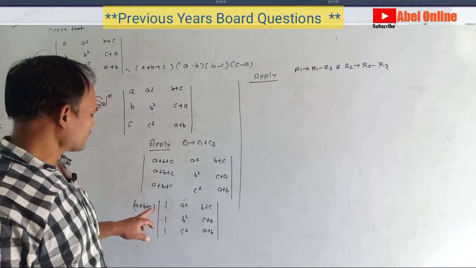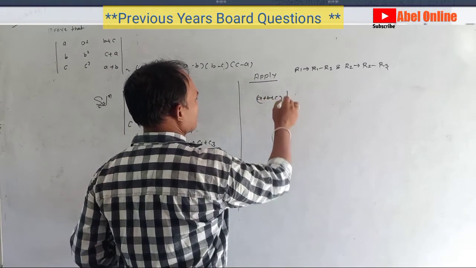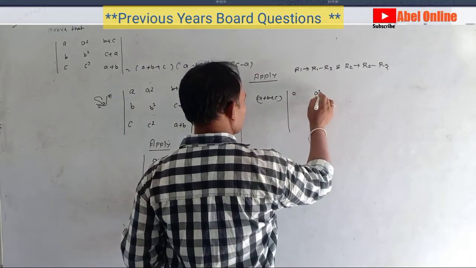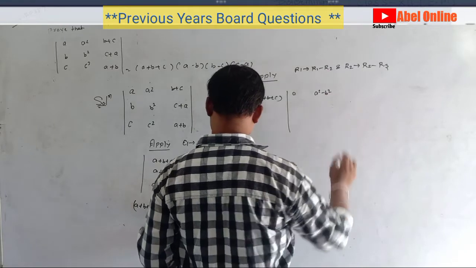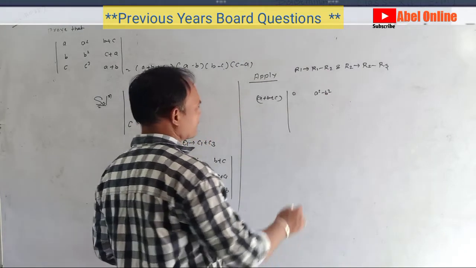So what is the next step of this question? It is a plus b plus c. It is 0; a square minus b square; a(b plus c) and c minus a; c is common so it is b minus a.